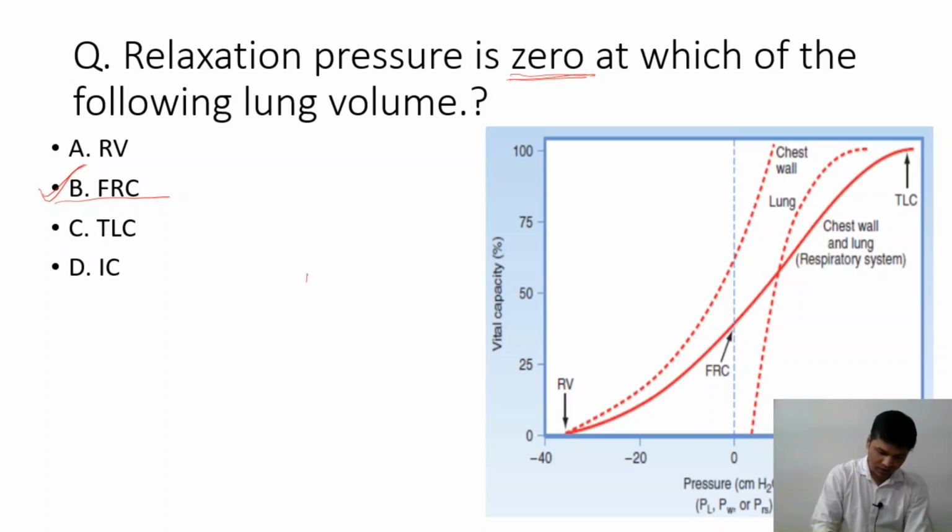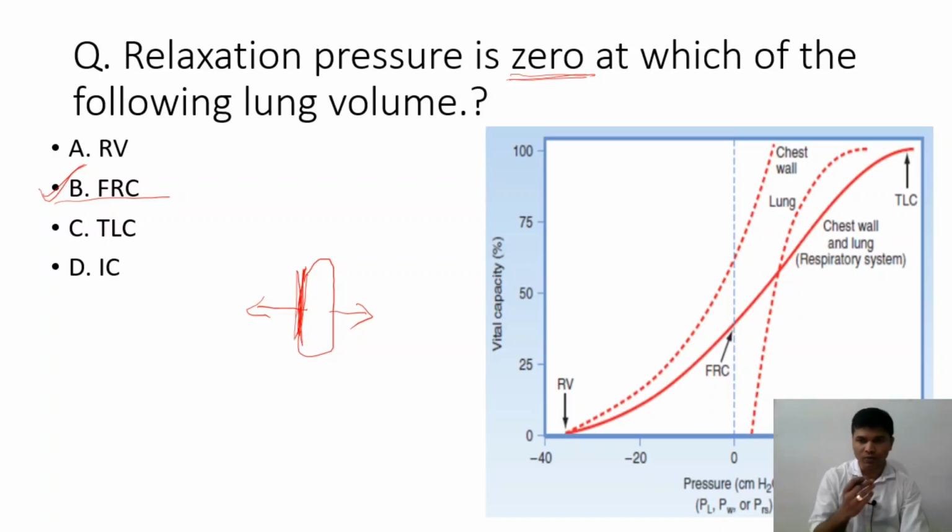Why? Suppose this is the lung, and two forces are working in it. One is an outward force and one is an inward force. This outward force is actually the chest wall. The chest wall tries to pull outward, and the lung's tendency is to always collapse. So these two forces are working in opposite directions. The balance at which the outward force and inward force are zero, the neutral position, is called functional residual capacity.